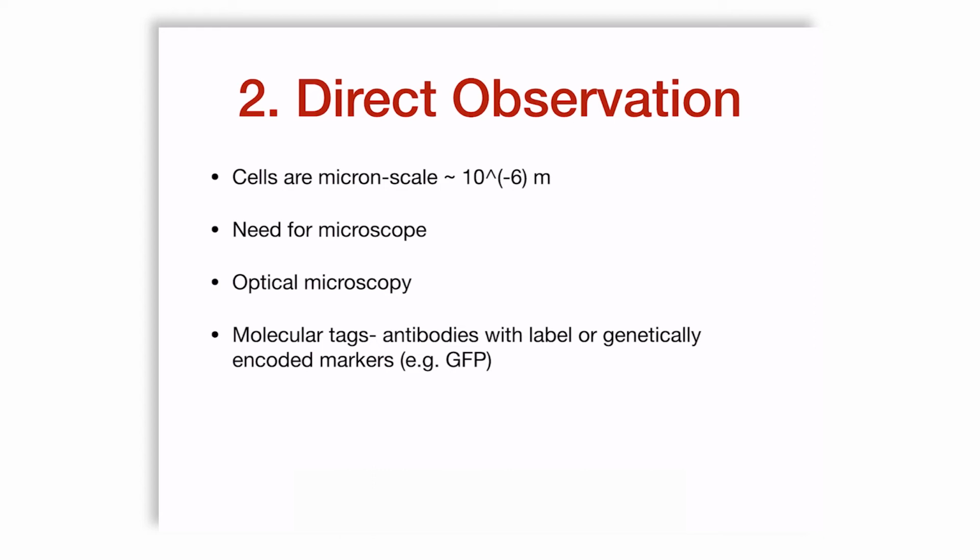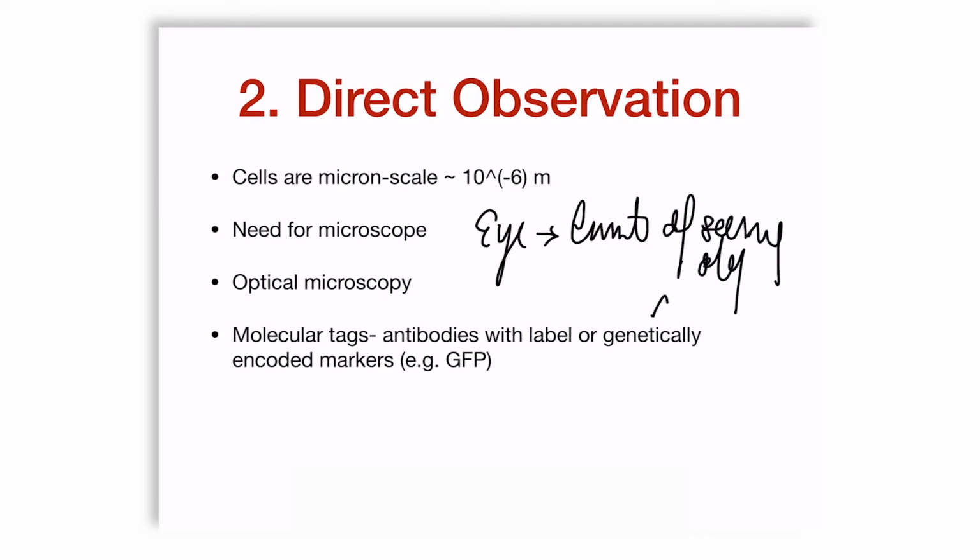So a second method of measuring time scales is direct observation. Cells are micron scale, 10 to the power minus 6, and larger. So we need a microscope because the human eye has a limit of seeing objects. This is approximately around 0.1 millimeter, 100 microns. So anything smaller than that, you need a microscope. You, in fact, cannot see structure at 0.1 mm. You just see a tiny dot.